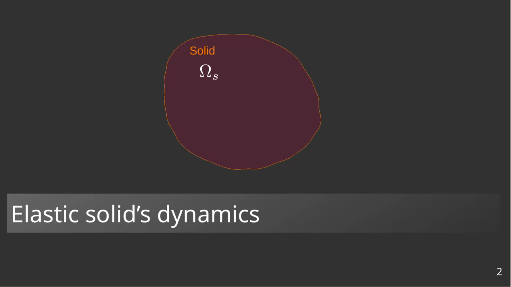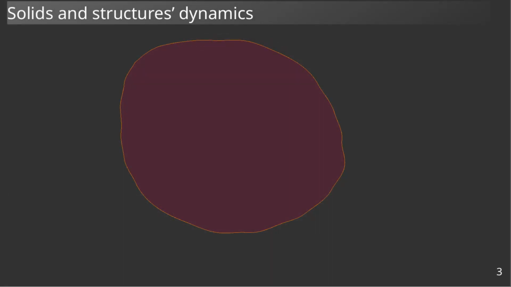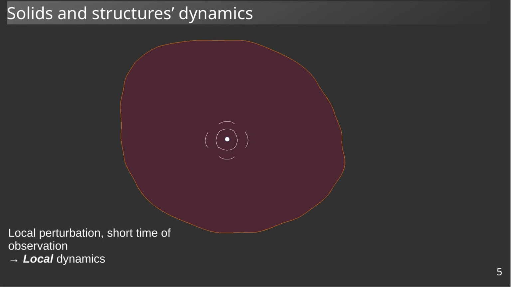Let us first describe the local dynamics of this elastic solid contained in the domain Ωs. Let us assume that this solid is at equilibrium and steady and consider a short and local perturbation. Imagine the impact of a hammer, for instance. This will create several waves propagating to the edge and reflecting. The analysis on a short time consists in describing the waves generated by the perturbation.